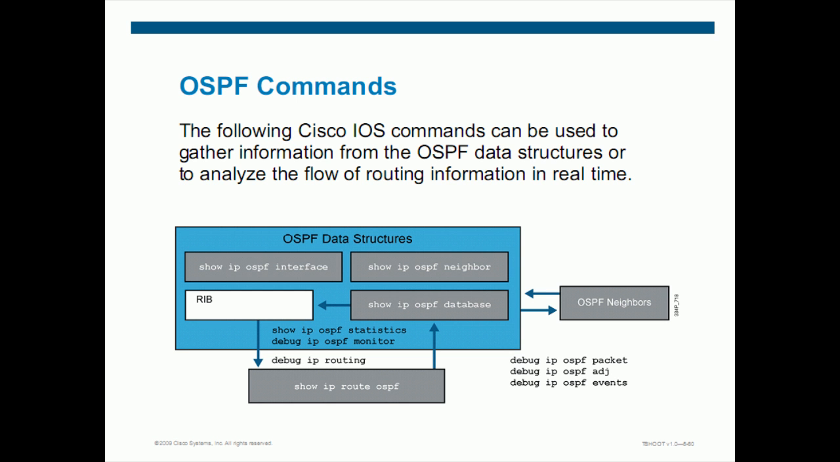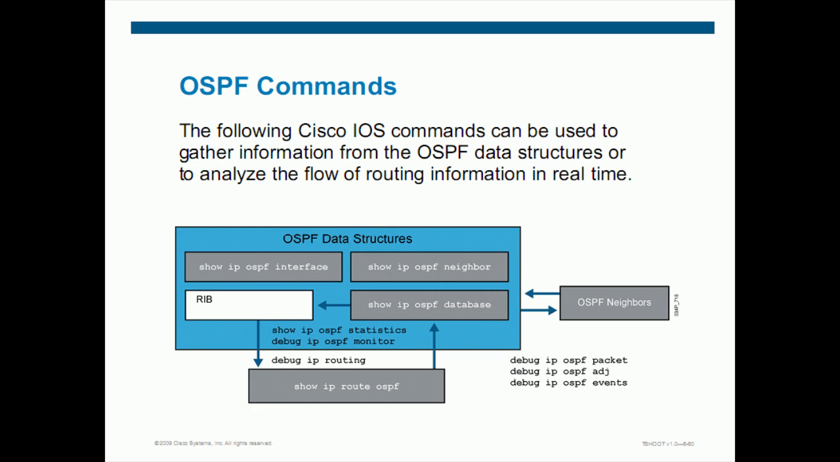Now there are some good iOS commands that you can use to gather information about the OSPF data structure so that you can analyze the flow of routing. And of course it's always real time. Real time in that when you type the command show and hit enter, that's what it was. If you leave it on the screen for 10 minutes, it could change.